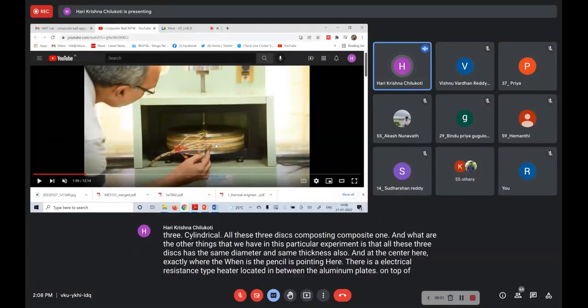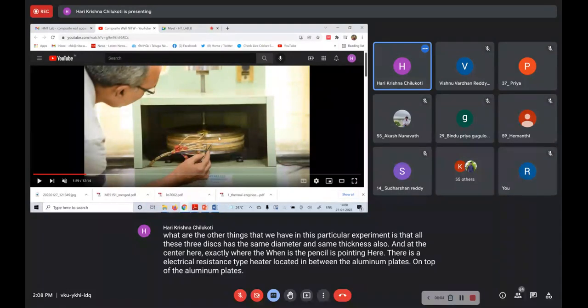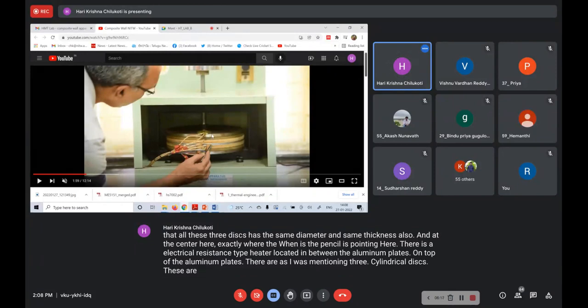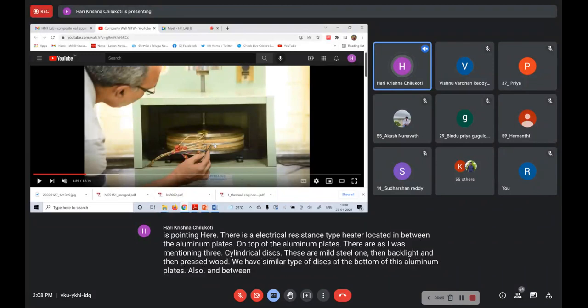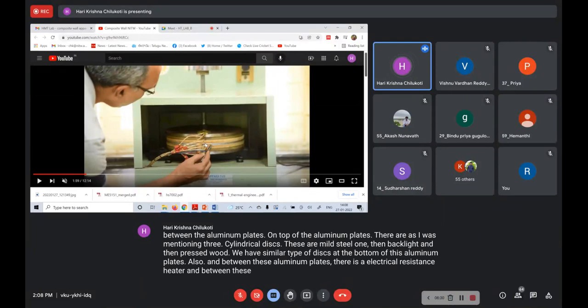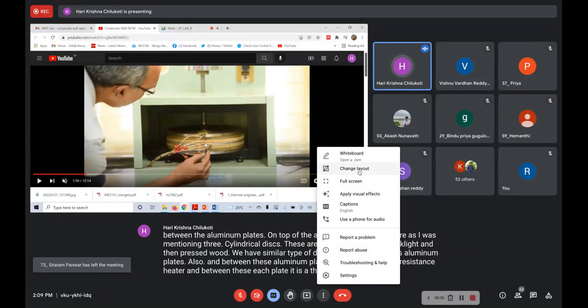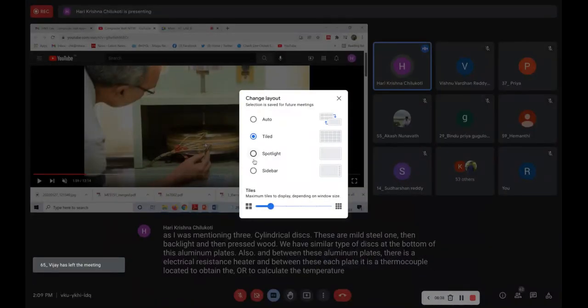On top of the aluminum plates, as I was mentioning, there are three cylindrical discs: mild steel, then bakelite, and then pressed wood. We have similar discs at the bottom of these aluminum plates also. Between these aluminum plates there is an electrical resistance heater, and between each plate there is a thermocouple located to calculate the temperature at that particular location.